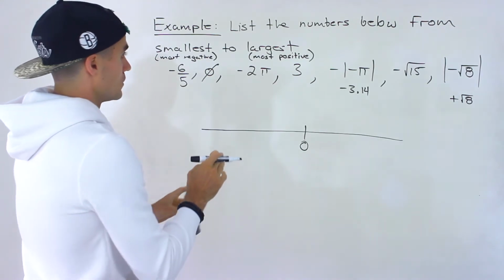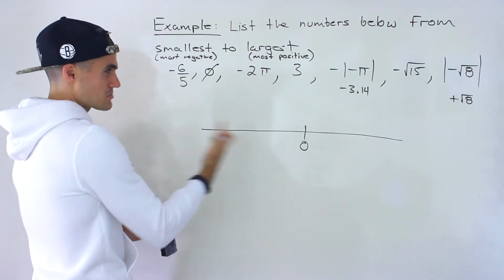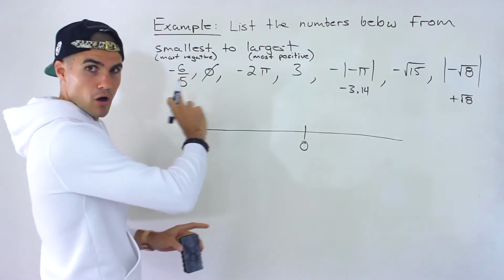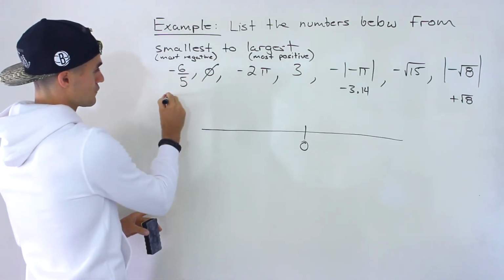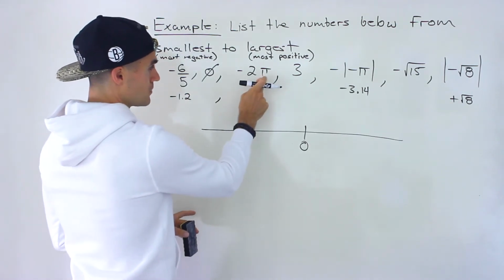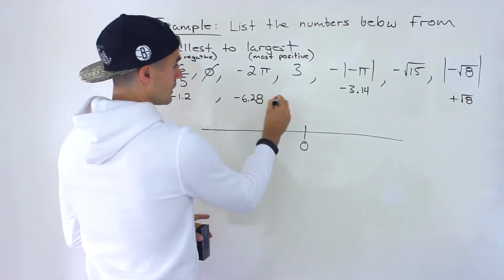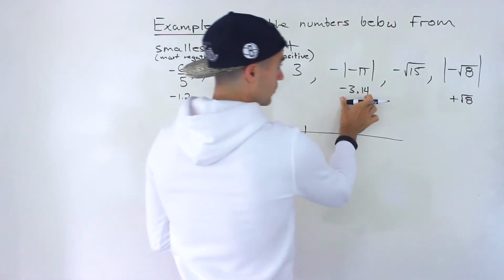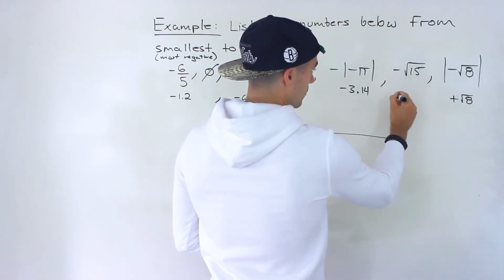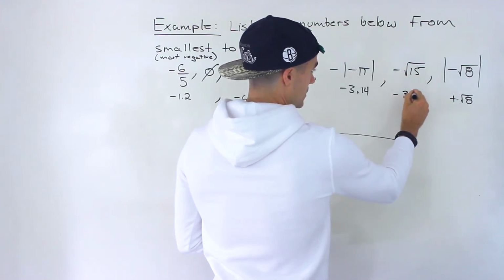So if we try to figure out what is the smallest number out of all of these, what we can do as well is put them all in the same format. So notice negative 6 over 5, that's going to be negative 1.2. Negative 2 pi, 3.14 times negative 2 is going to be negative 6.28. And then we have the 3 as is, negative 3.14. Now negative root 15, the root 15 is going to be approximately 3.9.